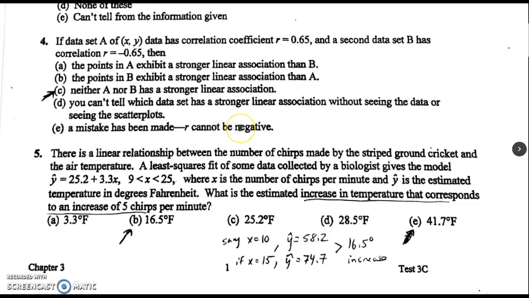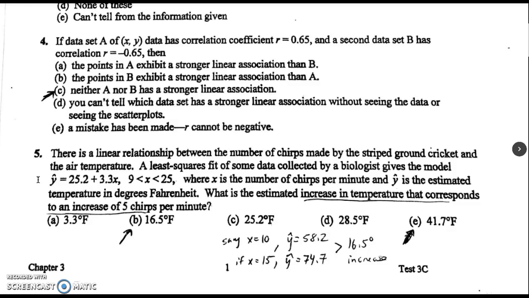Well, obviously r can be negative. That just means that there's a negative slope. The concept here is you don't care about the sign of the correlation, you just care about the numerical value. Both of these are 0.65, so they're equally strong. The first one, data set A, is in the positive direction. It's a positive slope, and B is a negative direction. It has a negative slope, but they have the same strength of correlation.